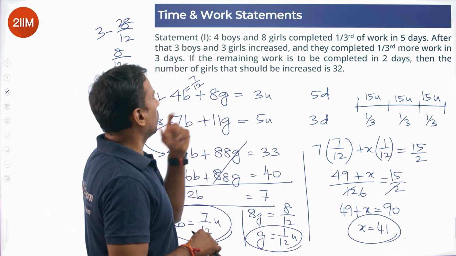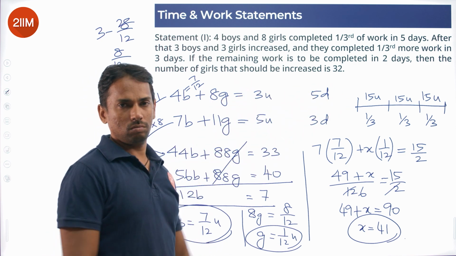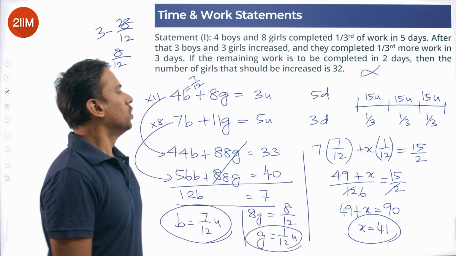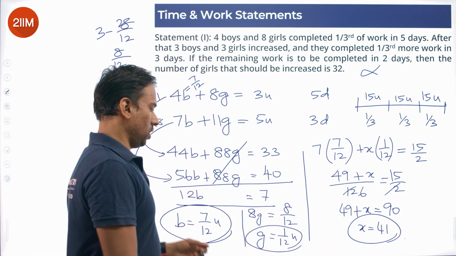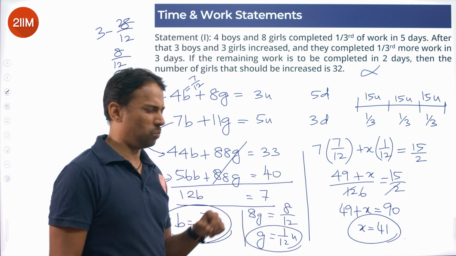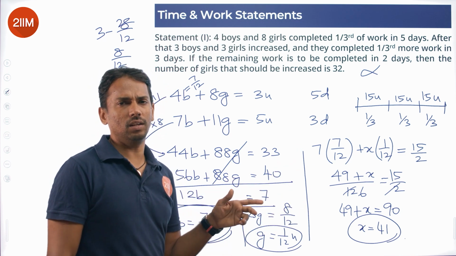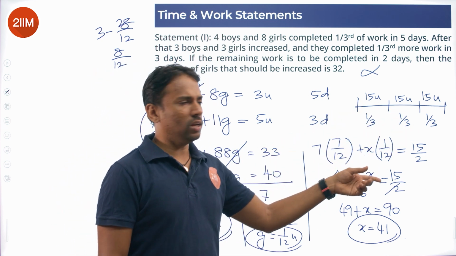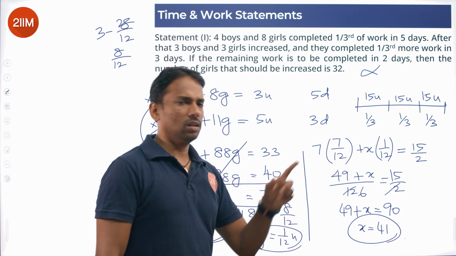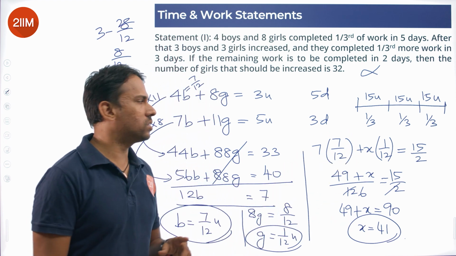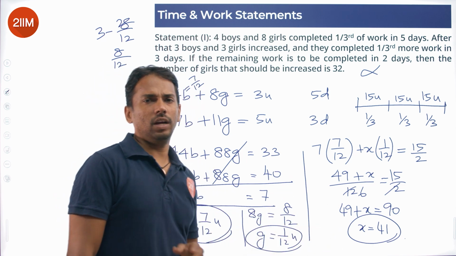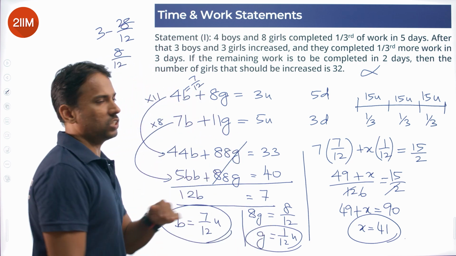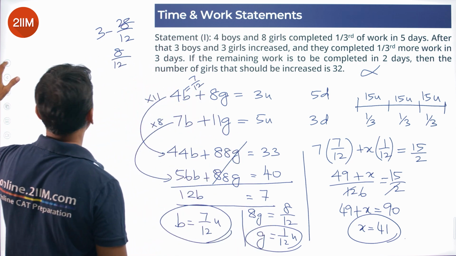But it is given here that the number of girls that should be increased is 32, which means it's wrong. Statement 1 is not true. So we are clearly verifying it by taking the units. We had a long solving. So for the last part of the work, if 7 boys and some x girls are doing it, then x girls is equal to 41. That x value is 41. That means 11 becomes 41, an extra 30 girls, but 32 is given, which is not correct. Statement 1 is false.